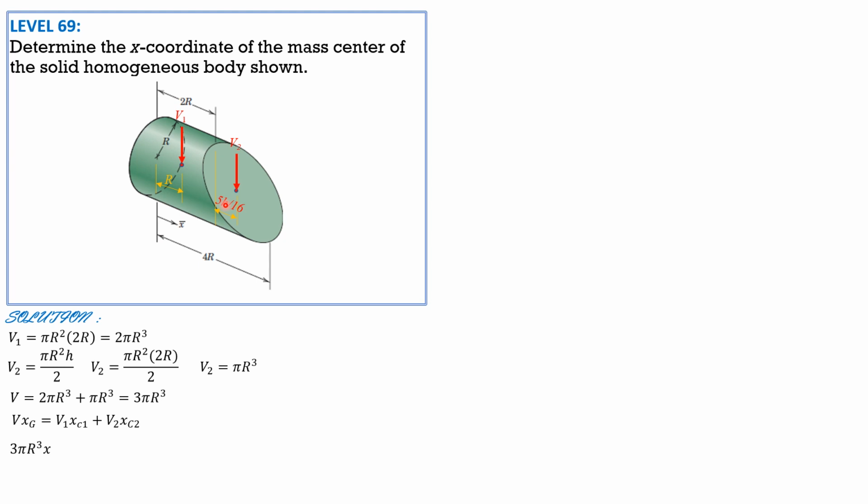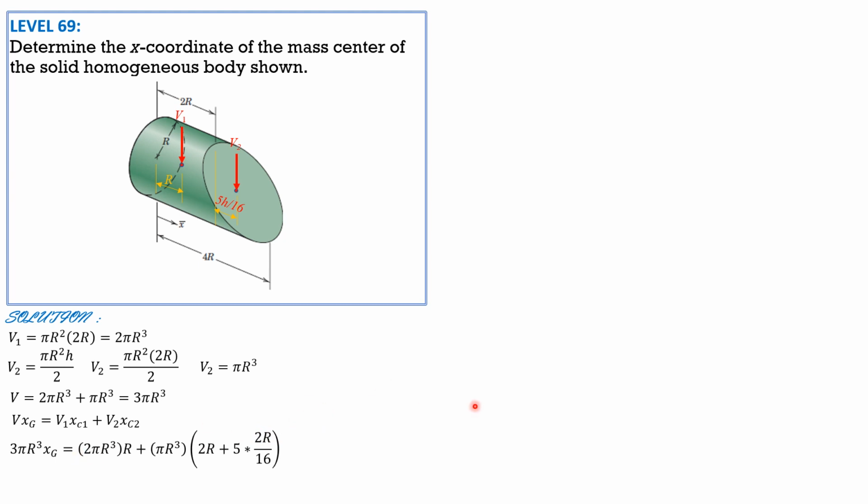So 3 pi r cubed xg equals 2 pi r cubed times r plus pi r cubed times 2r plus 5 over 16 of h. Then we have 2r here, because we refer this centroid from the x-axis from this end. So 2r plus 5 over 16 of h, where h is 2r.